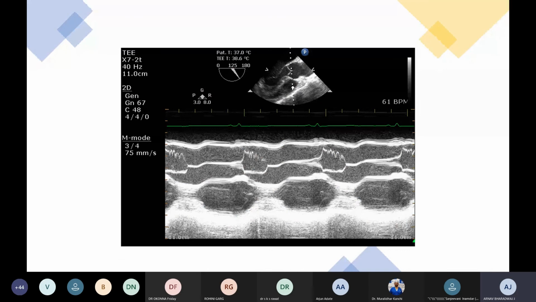Come to the M mode. We can utilize the M mode in mid esophageal long axis. Here you put the M mode tracing line at the valve opening point, so you get these kinds of pictures. This is the aortic valve, and this is the aortic valve opening. This is the aortic valve closing point. So aortic valve opening and aortic valve closing point, this is called LVOT ejection time.